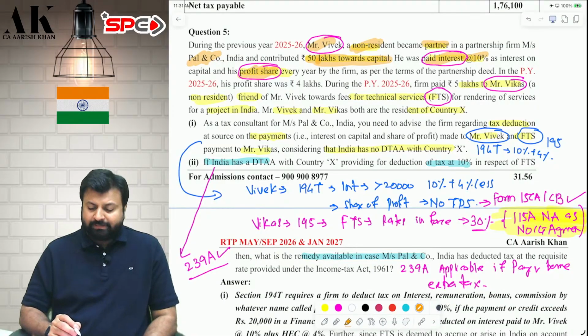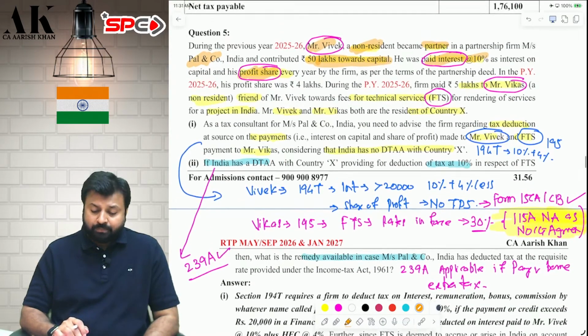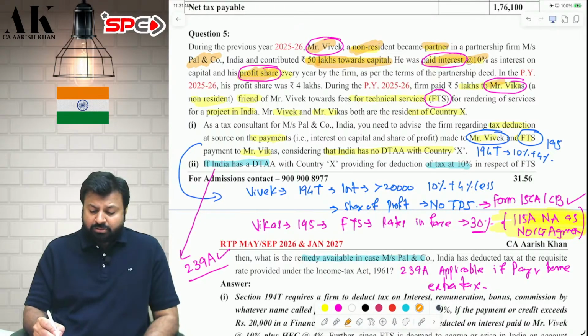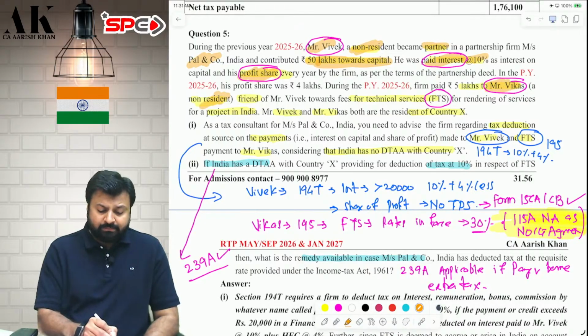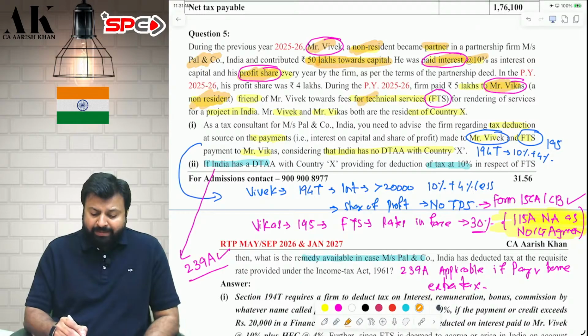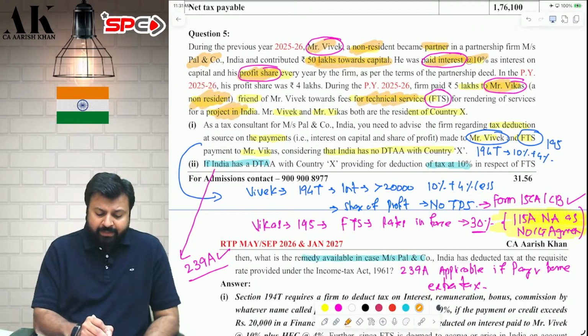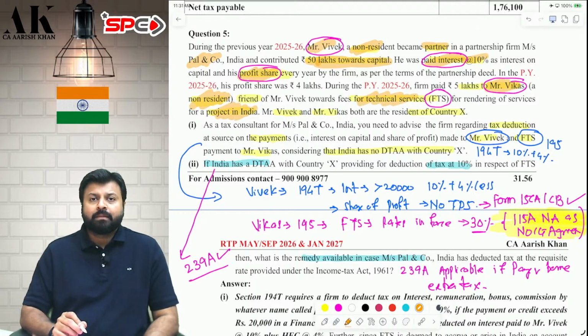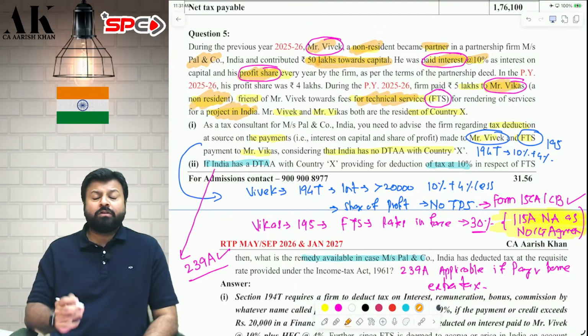Okay. Now, there is another transaction over here. Mr. Vivek's friend is also there, Mr. Vikas. He is also non-resident. He is providing some technical services to Pal and Company relating to a project in India. So Vikas is giving some technical services to Pal and Company for some projects in India.